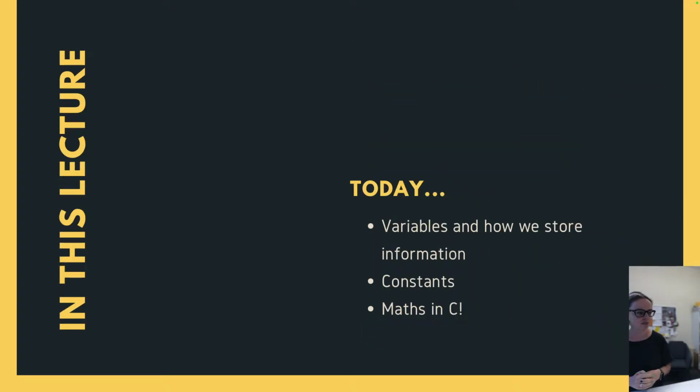So today we're going to learn about some variables. We're going to learn how we store information in C, and then we're going to talk about constants, and then we are going to look at some of the maths operations in C, because there are some quirks and some really fun things that C does that just don't kind of make sense as much as they should.